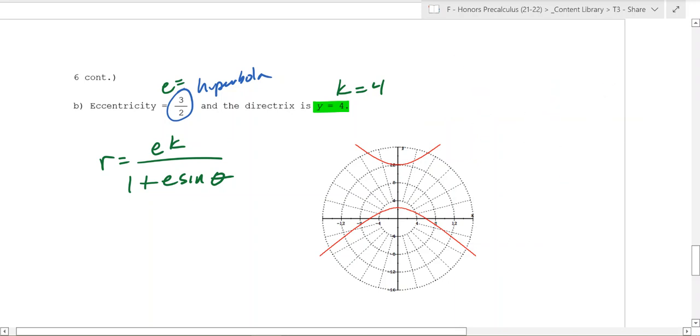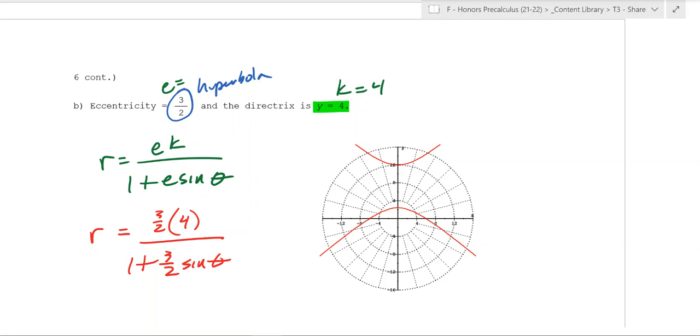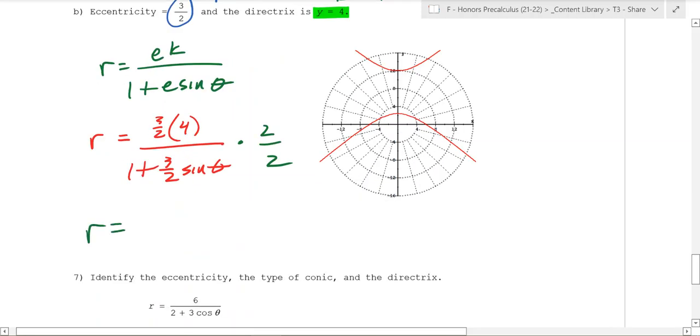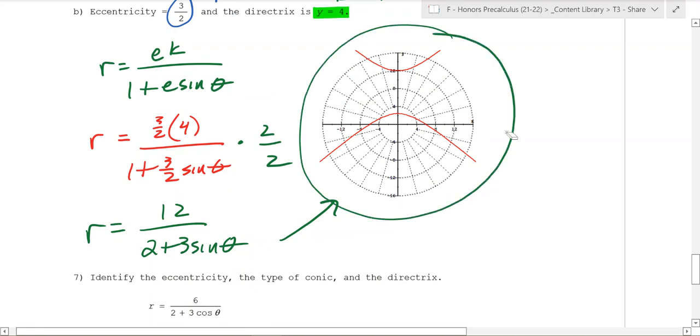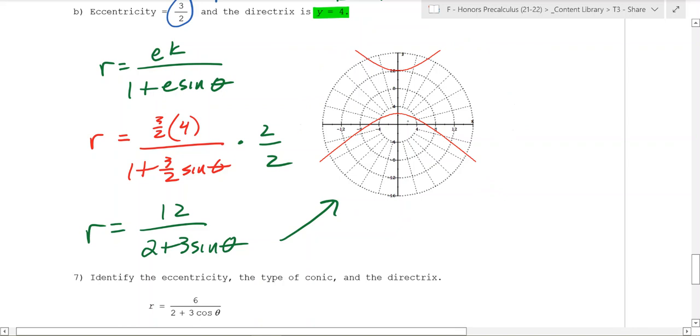So here it's just fill in the blank right here. So you end up with r is equal to 3/2 times 4 all over 1 plus 3/2 sine of theta. And similar to what I did before, I'm going to multiply by 2 over 2 just to get rid of the fractions. So you end up with r is equal to 12 over 2 plus 3 sine theta. And then you can use Desmos or your calculator to check. It looks just like this. y equals 4 is right here. It's pretty cool. So remember, the focus is right there. It's a pretty neat graph.